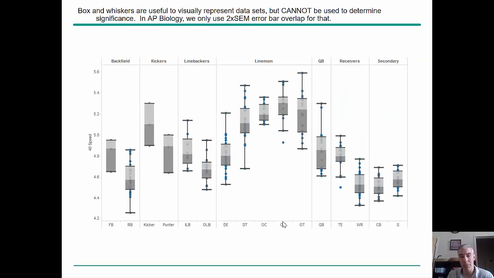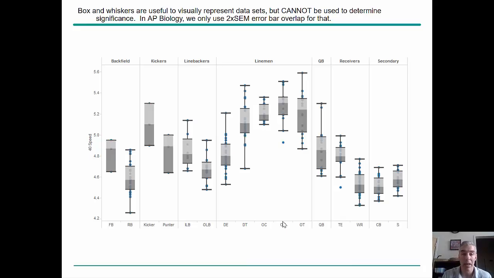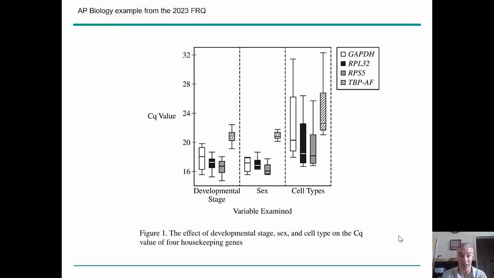If the AP Biology exam asked you to do that. Here's showing you an example of a bunch of box and whisker plots, all looking at, this is actually related to football, 40 speeds of different positions on the football field. And as I say at the top, we cannot determine if there's significant differences. We'll talk about what that means when we get into error bars soon. But we cannot determine if there's actually differences between 2 things here. This is more just to visualize data, at least in terms of statistically significant differences, which is important in science to do. Again, I'll talk about that later.